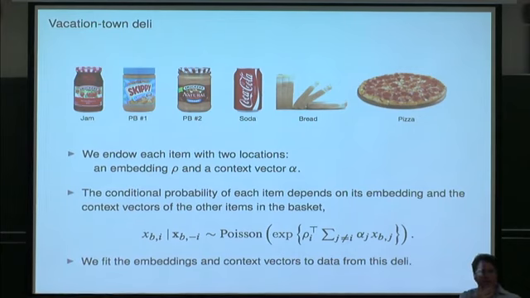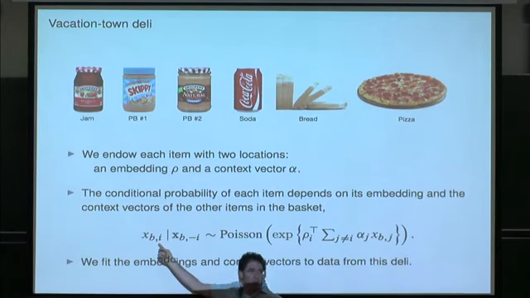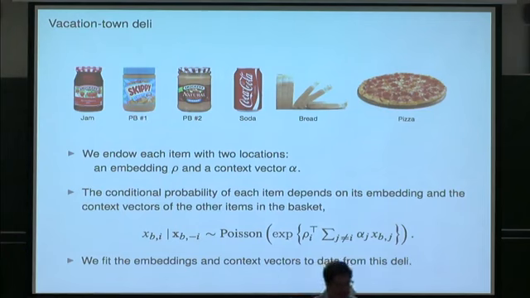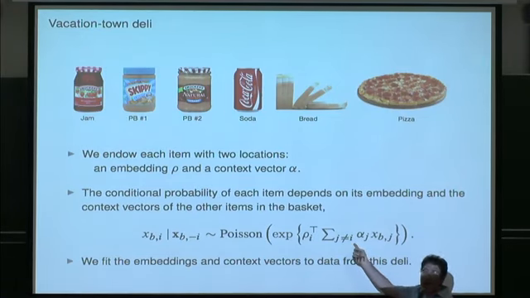Excuse me. So, is x the number of whatever? Yeah. So in this case, x is the number of times you bought things, right? And you can see immediately that we haven't totally veered away from the ad hocness of the neural network literature, because we are going to model x_bj conditioned on x_bi. All right, so we're going to be in the Wild West about that. Okay, but we're going to fit embeddings and context vectors to data from this deli under a loss function that's inspired by this distribution.